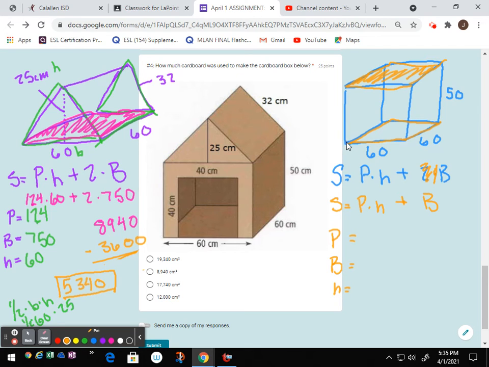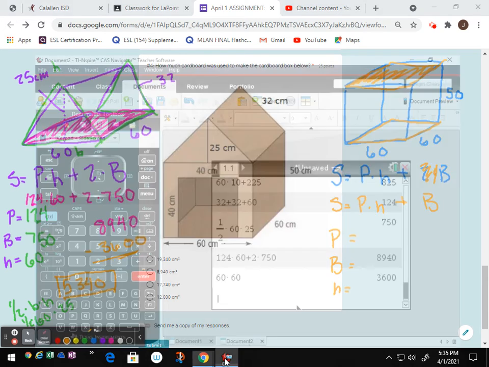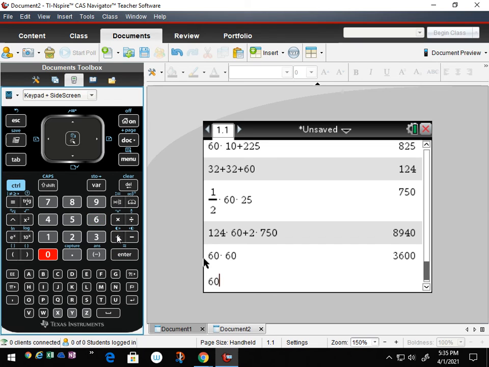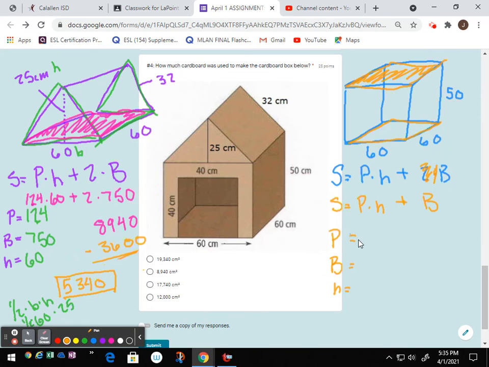So the perimeter of the base, we see that this side is 60, this side is 60, this side is 60, and that side is 60. So we can do 60 plus 60 plus 60 plus 60 is equal to 240. So our perimeter is 240. The area of the base, we're doing length, which is 60, times our width, which is also 60, which is equal to 3,600. And the height of our 3D rectangular prism is 50. From the top base to the bottom base, they are 50 centimeters apart.